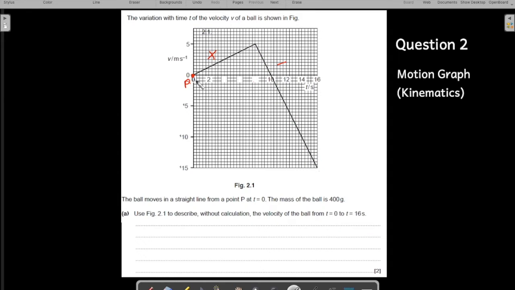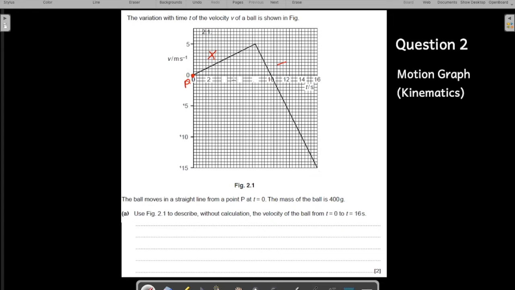Positive gradient means there is a constant acceleration. Negative gradient means there is a constant deceleration. Constant deceleration and constant acceleration. Why? Because they are straight lines. Whenever you have straight lines, it means a constant rate of change of velocity. It has to be a constant acceleration or deceleration: if the slope is positive, it is a constant acceleration; if the slope is negative, it is a constant deceleration. So you have identified the type of the two straight lines. You can now write your answer.